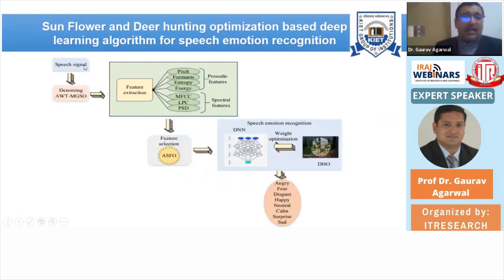So what we are doing is, we have a speech signal. When we record any signal, it may have noise also. We have tried to remove the noise with the help of AWT, that is adaptive wavelet transform, with a modified Galactic Swarm Optimization technique. After removing the noise, or pre-processing the signal, we did the feature extraction. We find the features that relate to the prosodic and the spectral features. After feature extraction, we selected the features with the help of the adaptive sunflower optimization technique, and after selecting the features, we pass the selected features through the speech emotion recognition model, and after classifying the signal, we have an output in the form of emotion.